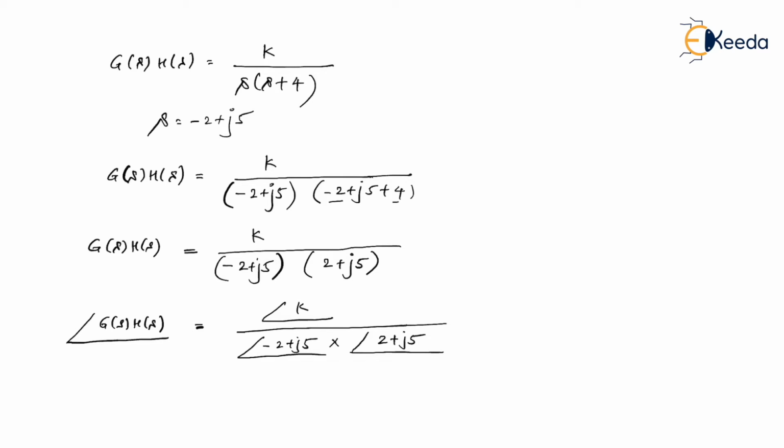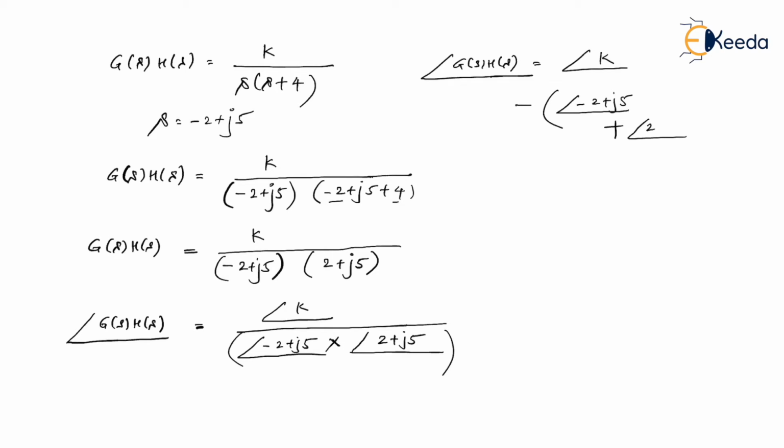So you can write the angle of G(s)H(s) equal to the angle of K, minus, why minus? Because these two angles are in the denominator, minus the angle of (minus 2 plus j5), plus, because they are multiplied in the denominator, the angle of (2 plus j5). I'm sure you know how to take an angle.